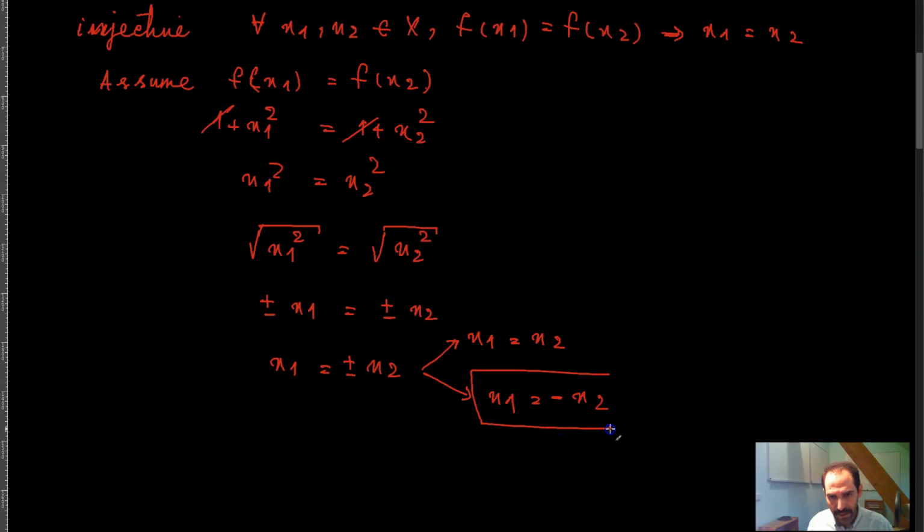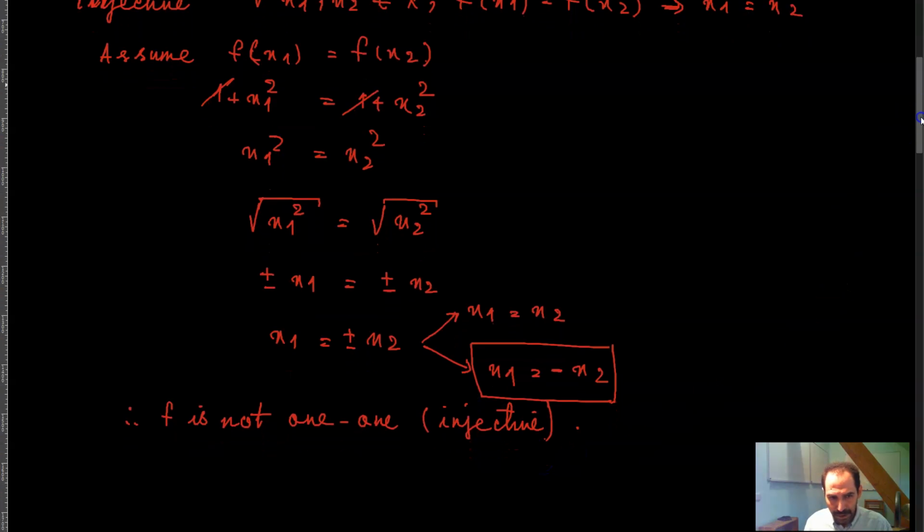And if that is the case, then that proves that this statement is not true. And if this statement is not true, then you can say that f is not one-to-one, or not injective.